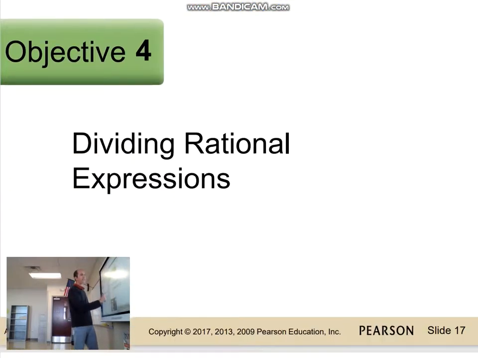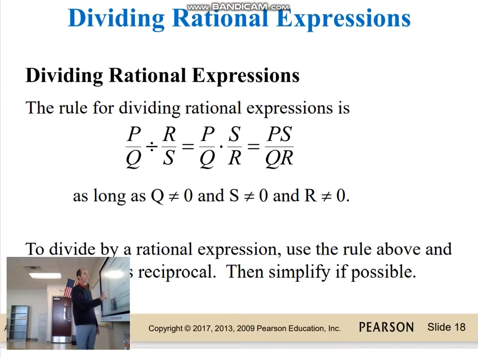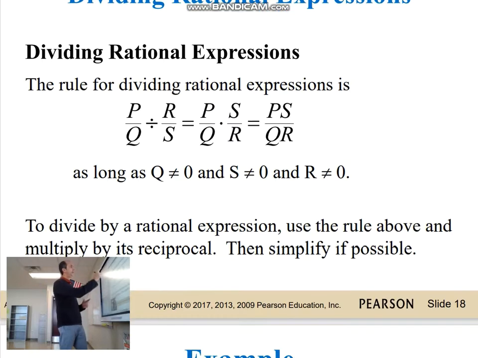Objective number 4, dividing rational expressions. And to divide, the rule we will follow is this. We have the expression p over q divided by r over s is going to be equal to, you're going to change it into a multiplication. It is equal to p over q times, and then you reverse the second expression. What's the denominator here becomes the numerator, s over, and what's the numerator here will become the denominator. And then this is the result, ps over qr.